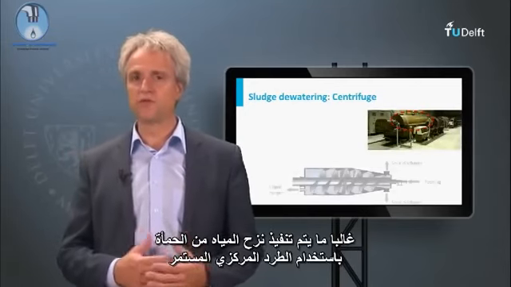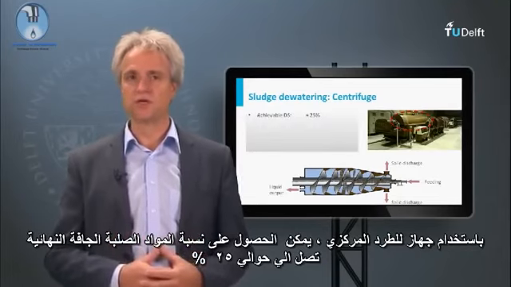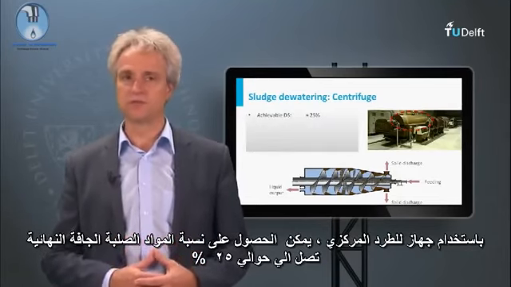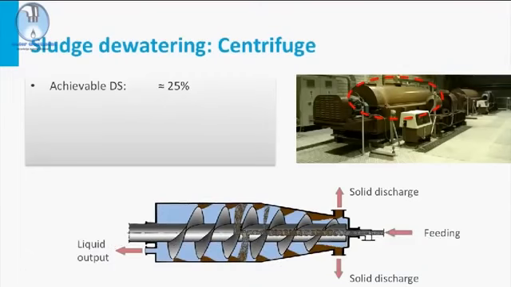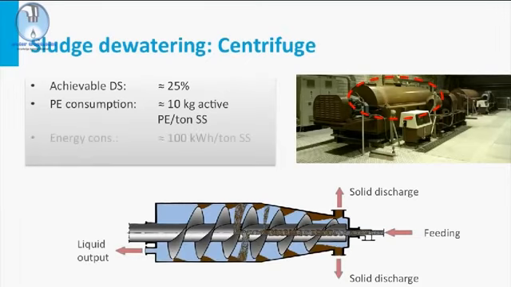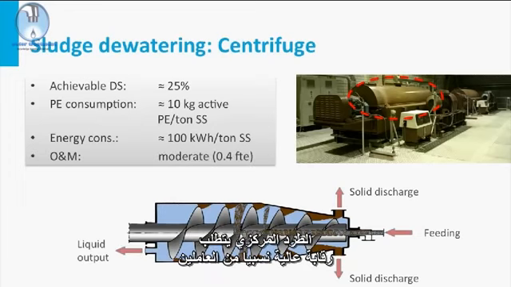Sludge dewatering is often performed applying continuous centrifugation. With a centrifuge, a final dry solids content of about 25% can be achieved. For sludge stabilization, a polyelectrolyte consumption of about 10 kilograms per ton suspended solids is required, whereas the energy consumption is about 100 kilowatt hours per ton SS. Centrifugation requires a relatively high personnel attention.